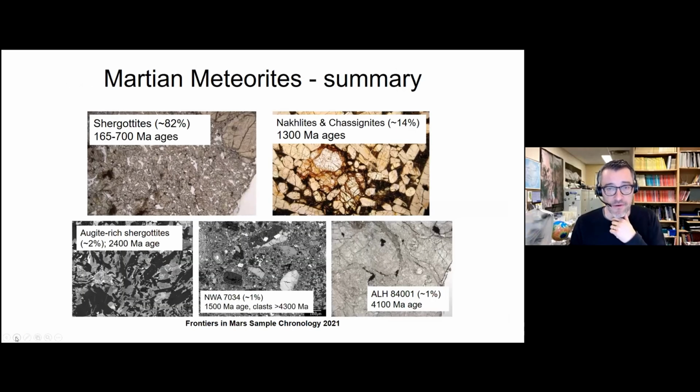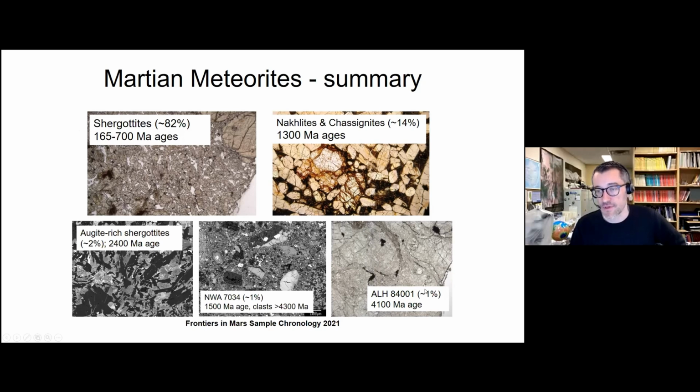Okay, so now this is showing you how the distribution of different types of Martian meteorites by number. So the 82% is by number, and you can see the vast majority of these are shergottites, which have ages now ranging from about 165 to 700 million years. We also have nakhlites and chassignites, which all have ages around 1300 million years and may be related to each other. There are two that have ages of 2400 million years. These are so-called augite-rich shergottites. They have different characteristics though that may or may not mean they're related to the classical shergottites.